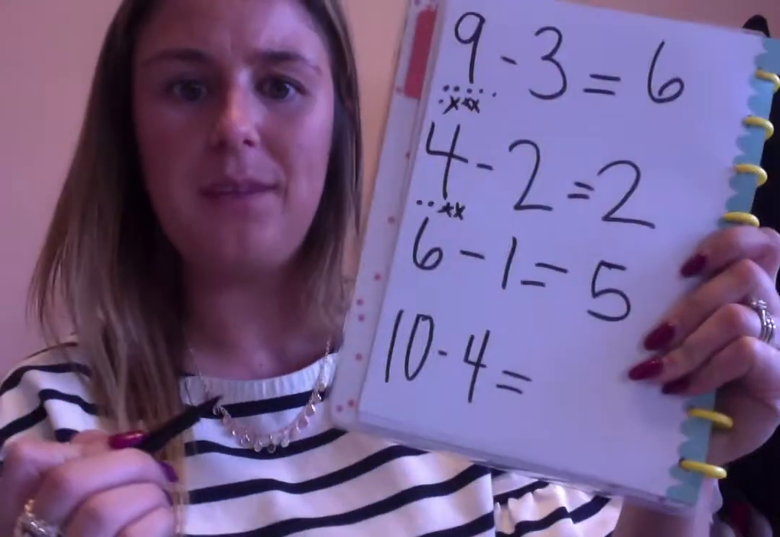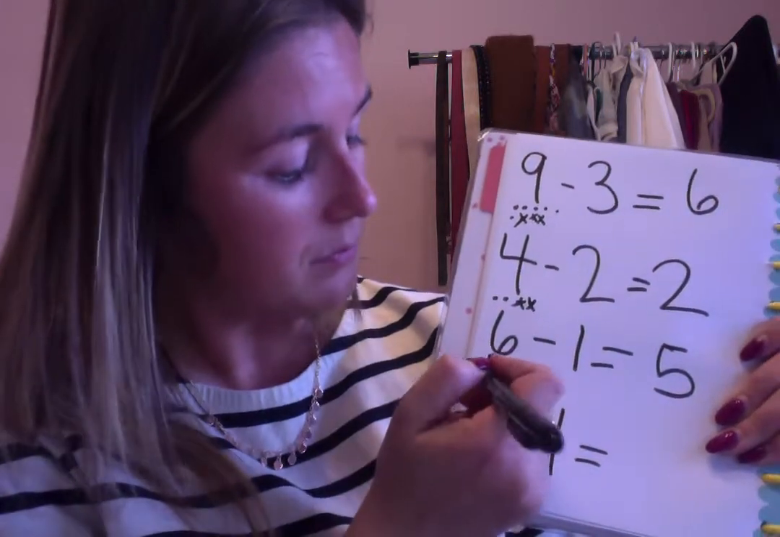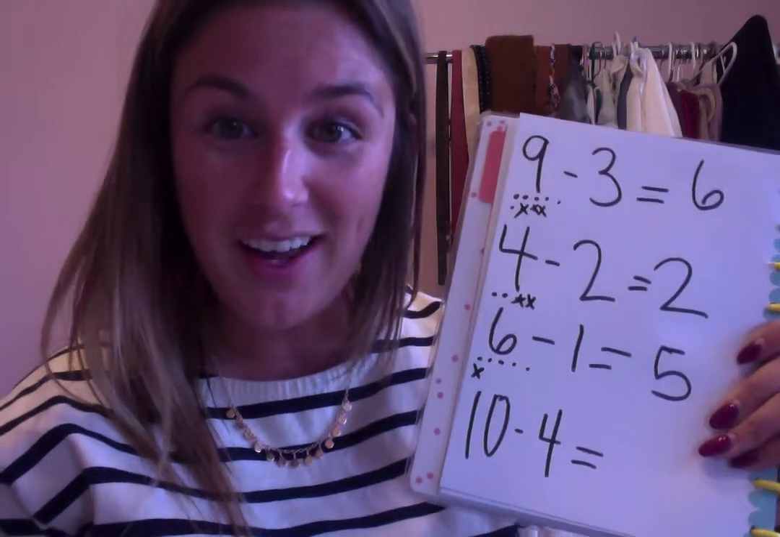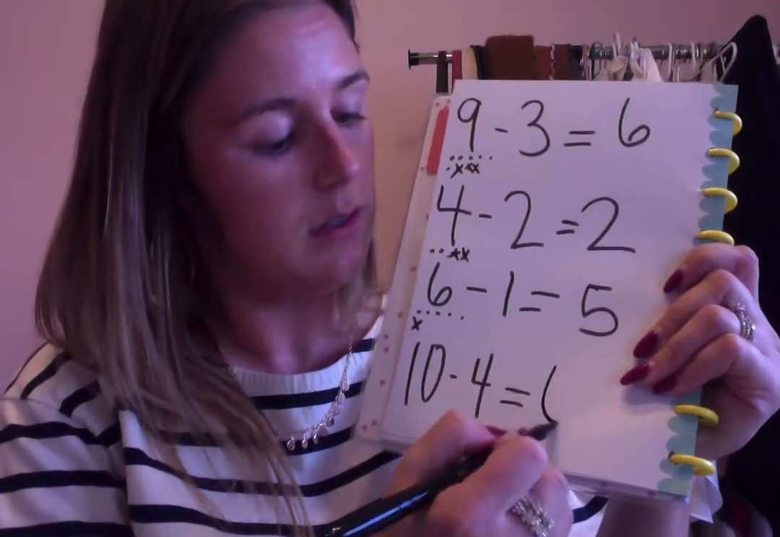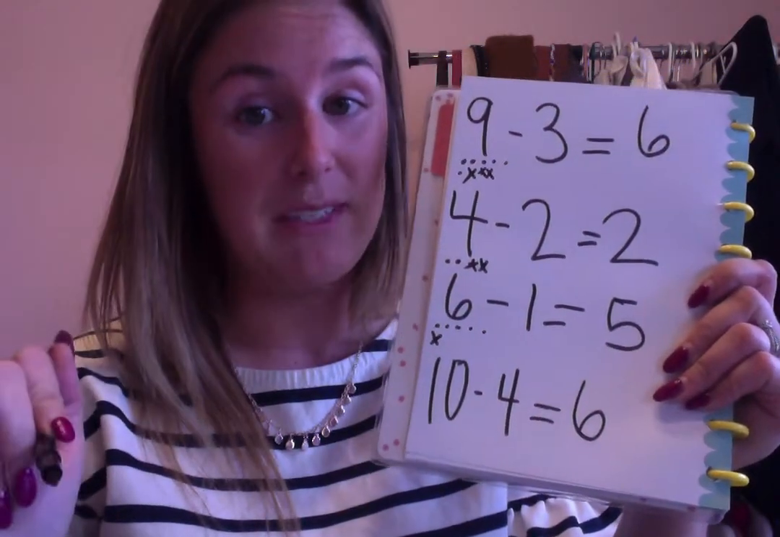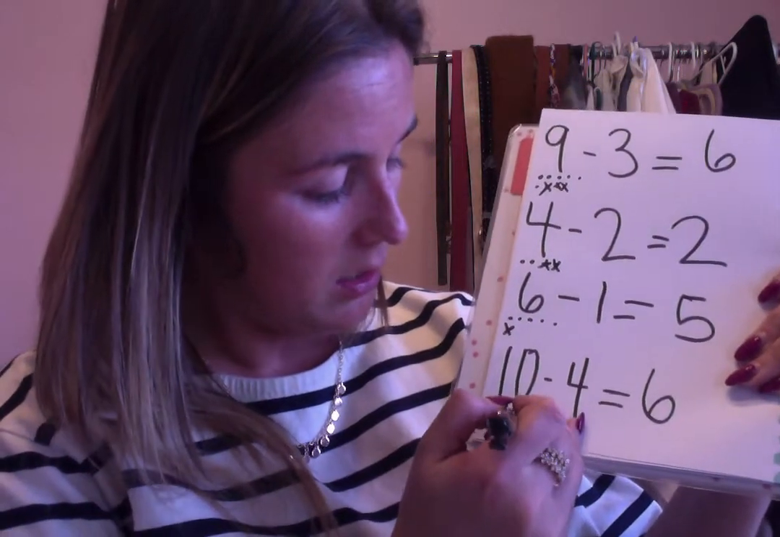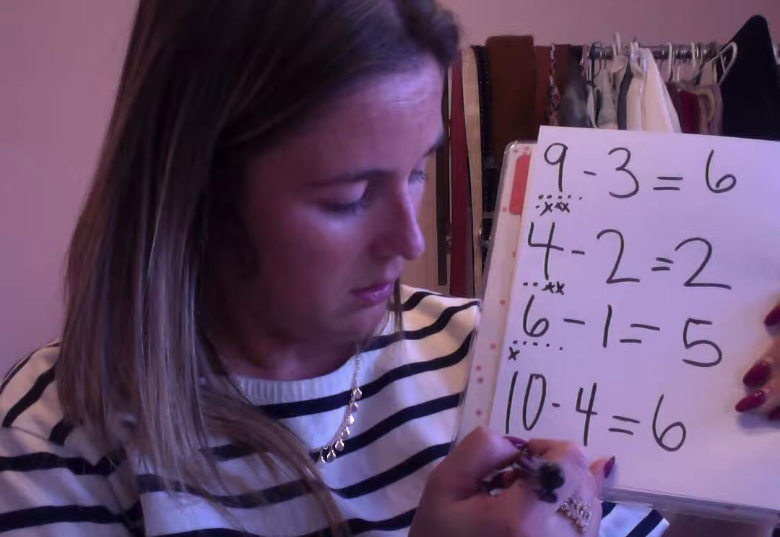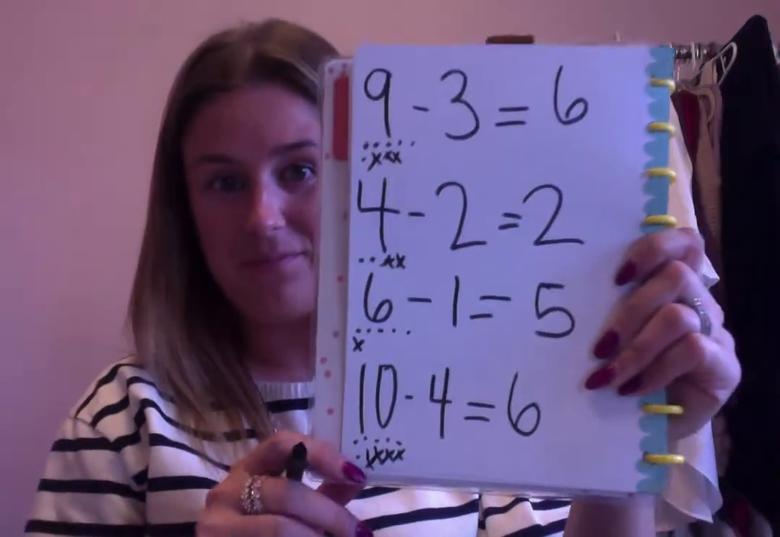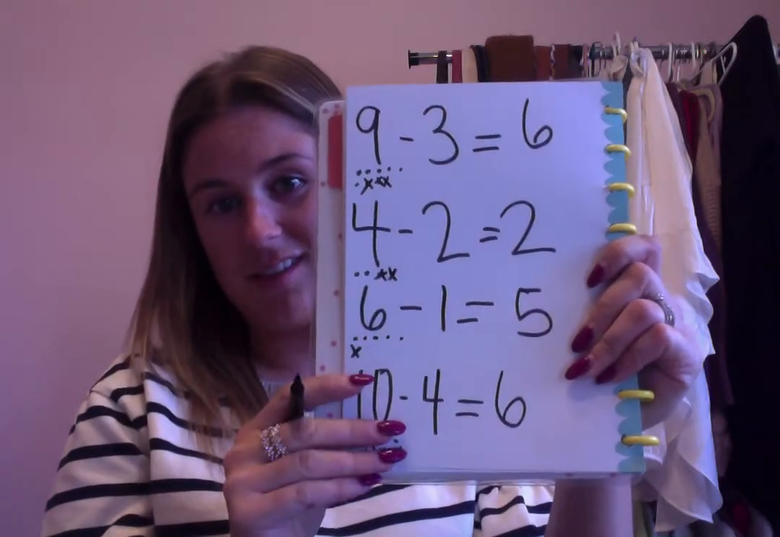Now you might have used your fingers, or you could have drawn 6 circles, crossed off 1, and knew that you had a difference of 5. Your last one was 10 minus 4 equals 6. You could have put up 10 fingers, put down 4 fingers, and got a difference of 6. Or maybe you drew 10 dots, crossed off 4, and then ended up with 6. So these were our problems, and these were our answers. Kiss your brain, kindergarten. You did a wonderful job.